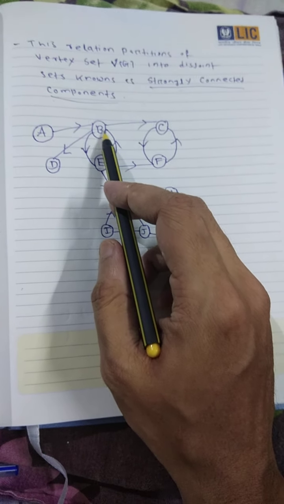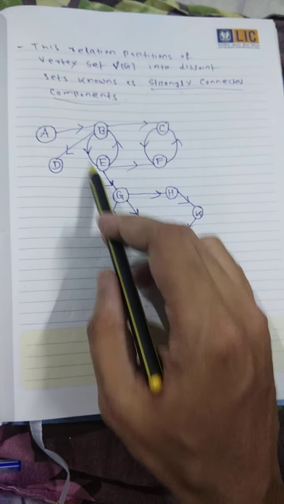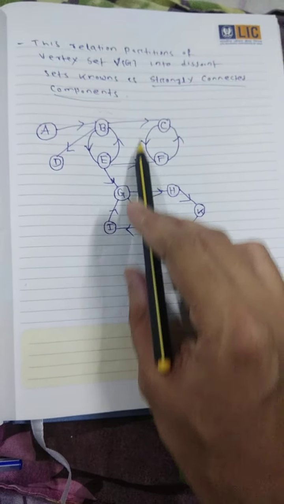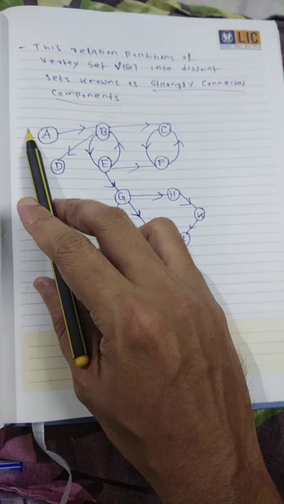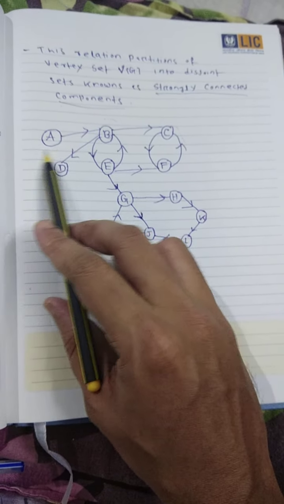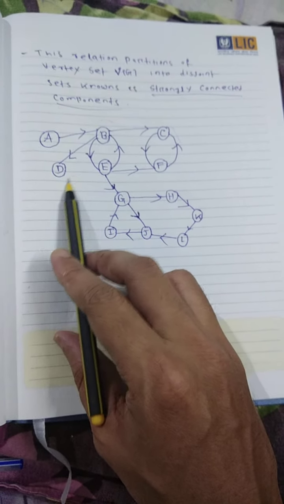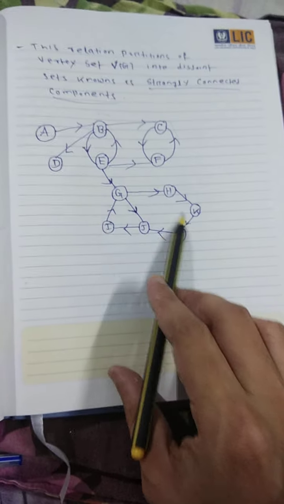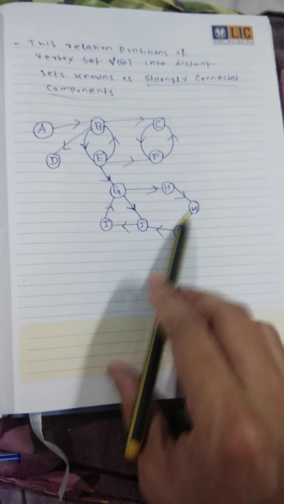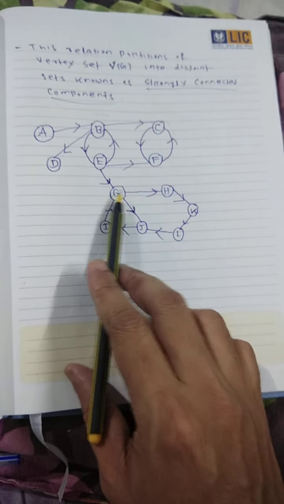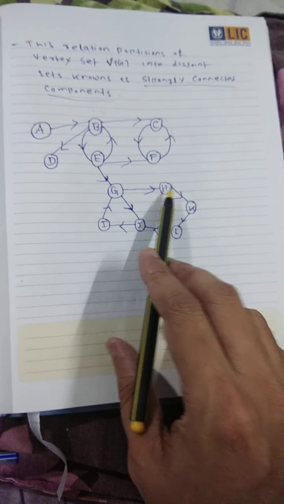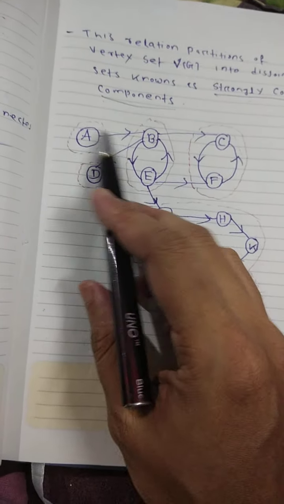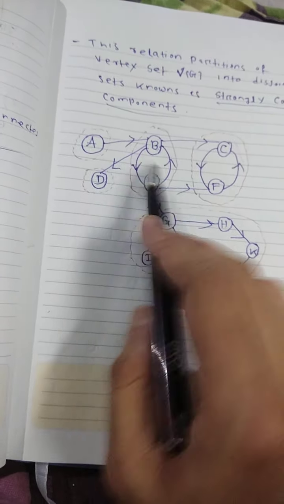See here, we have a path from B to E and E to B. That means this is one strongly connected component. Similarly, this is also a strongly connected component. But this is an isolated vertex, and it is a strongly connected component by itself. D is also a strongly connected component. And overall there is also a cycle here: all the vertices have paths between them, from G to H and back again. So this is also a strongly connected component. Let me mark the strongly connected components again.